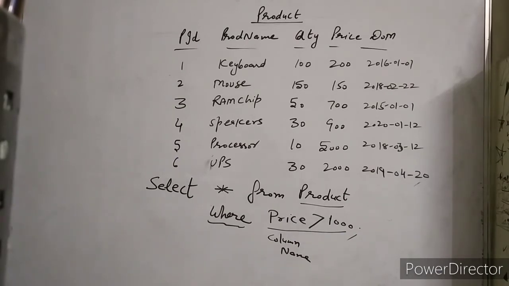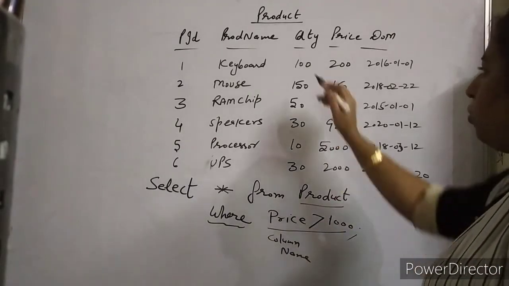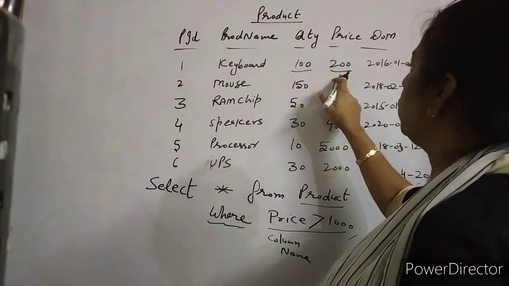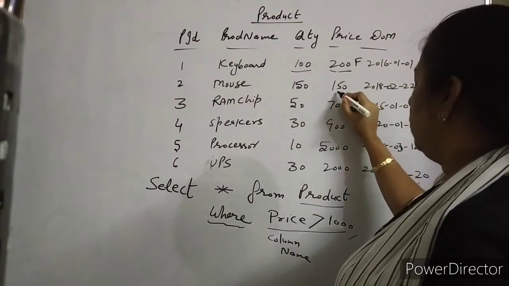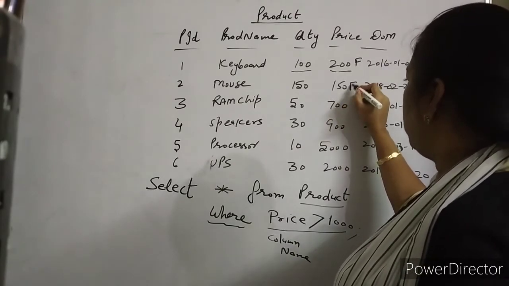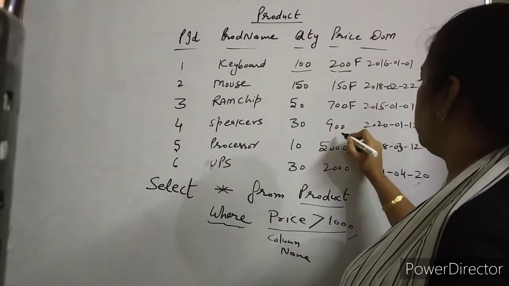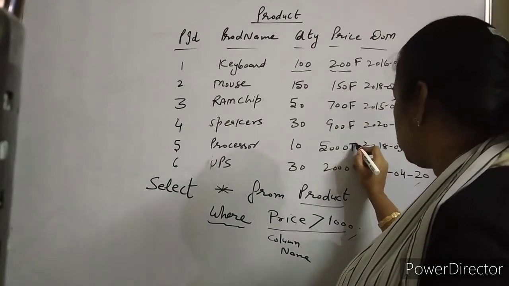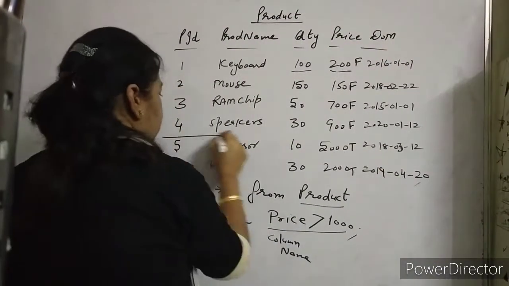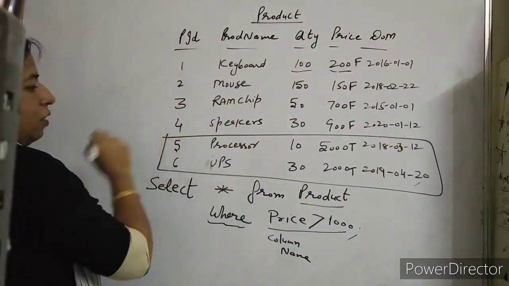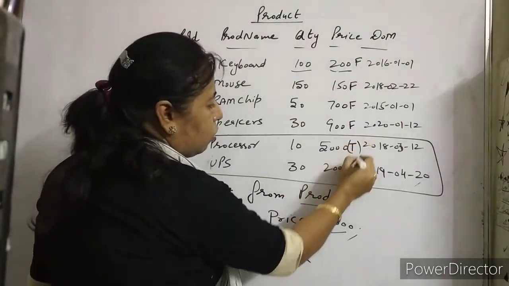How does this query work? Now go to the table. Product is my table. Here you can see price greater than 1000. Check this price. Is it greater than 1000? No. It means the condition is false. Price greater than 1000? False. False. False. Here it is true. Here it is true. It means which records will appear in my output? Only these two records, where the condition is true.